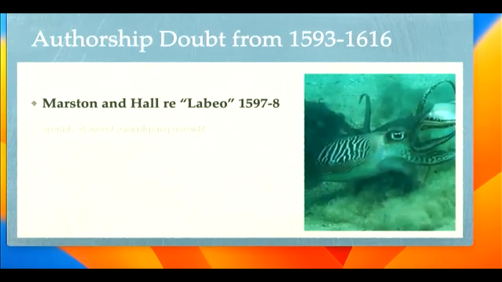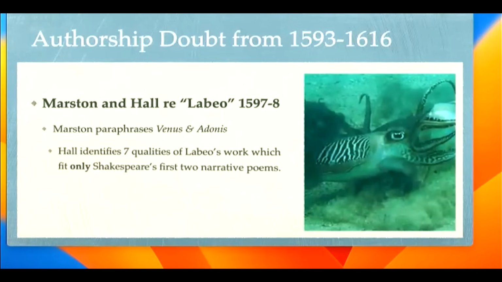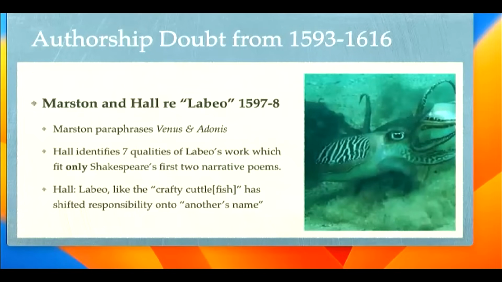Talking about Labio, Marston paraphrases Venus and Adonis. Hall identifies 7 qualities of Labio's work, which only Shakespeare's first 2 narrative poems fit. I challenge any Stratfordian to show me any other publication from that era that fits the 7 points that Hall identifies. And of course, Hall is saying Labio, like the crafty cuttlefish, has shifted responsibility onto another's name.